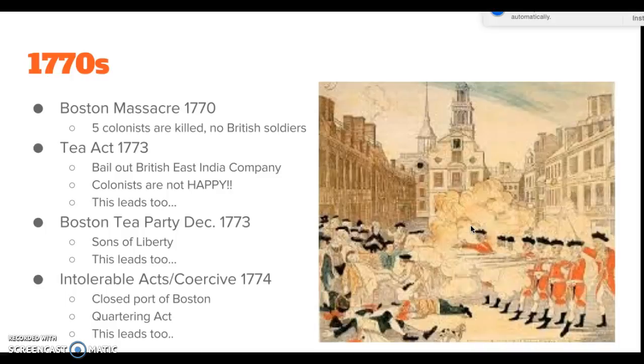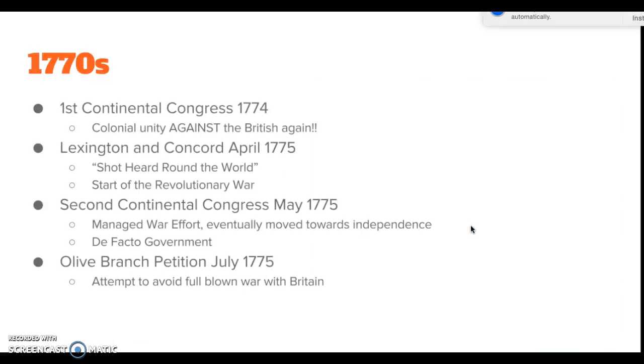And then the Quartering Act, which was already in place but not really enforced, but now it will be. And what will that lead to? Colonial unity yet again, known as the First Continental Congress in 1774.